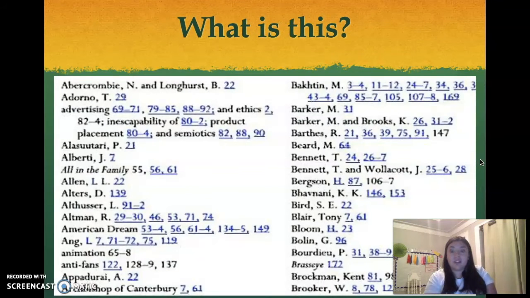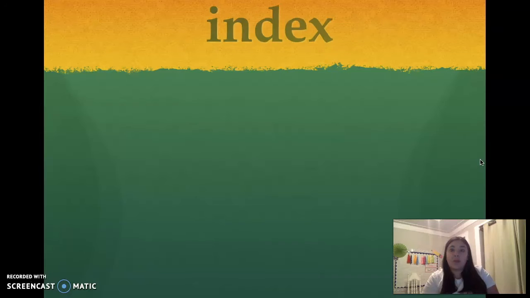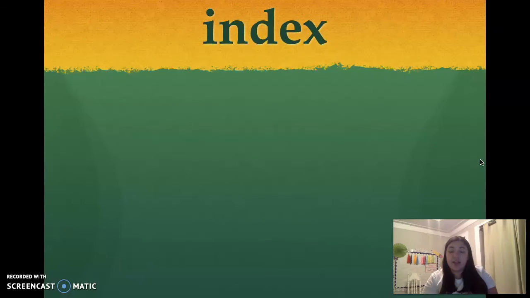Okay, now this just looks like a lot of words and a lot of different things. But do you know what we would call this? We call this the index. So the index is at the very back of the book usually, and it's a list of all the different topics that the book covered and what page number we could find them on.